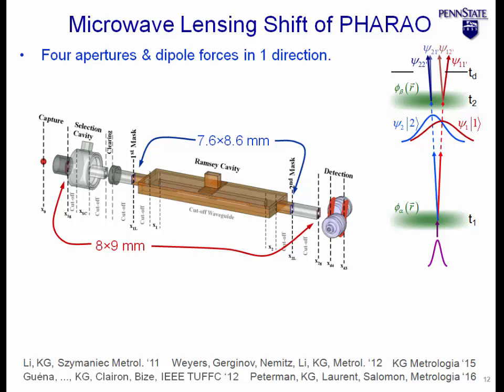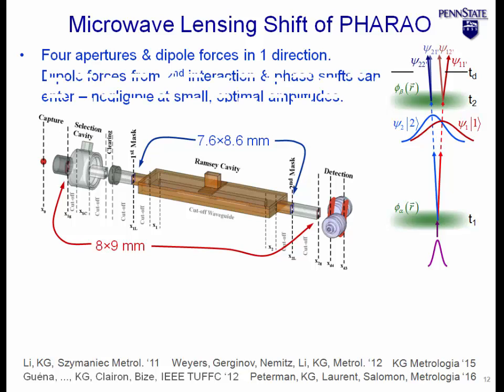in each dimension. And so there's 4 separate apertures, in contrast to fountains, where essentially there's 1 aperture at the beginning and 1 aperture at the end. And those lead to some different effects. As well, there's dipole forces in both interactions. In microgravity clocks, these interactions can be more important than in fountains. Still, we find that they are negligible.